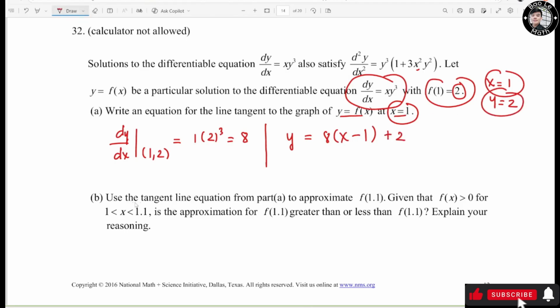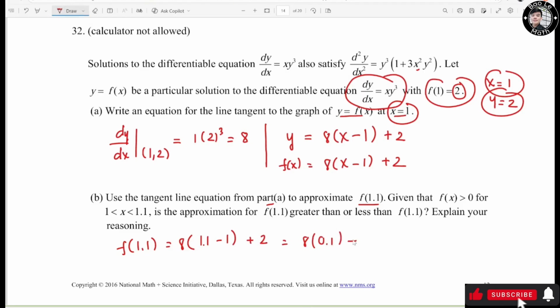Now question B. Use the tangent line's equation from part A to approximate f of 1.1. Alright, so I just name this one as f of s equals 8 times s minus 1 plus 2, right? So we have f of 1.1 equals 8 times 1.1 minus 1 plus 2, right? So it could be 8 times 0.1 plus 2, right? So it could be 0.8 plus 2 equals 2.8, right?